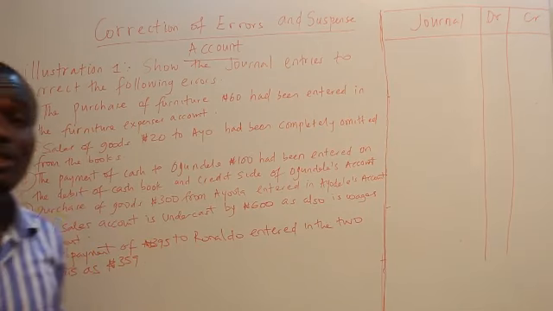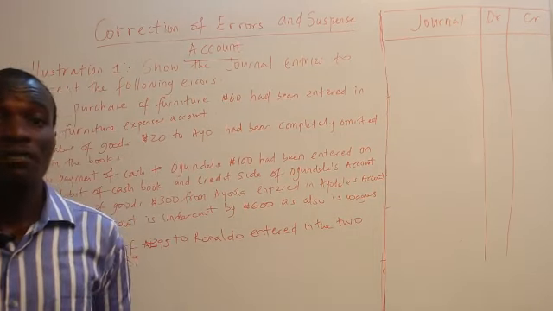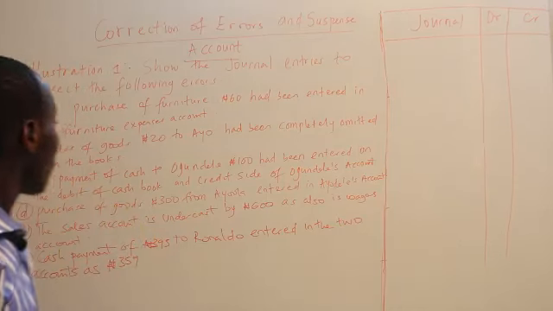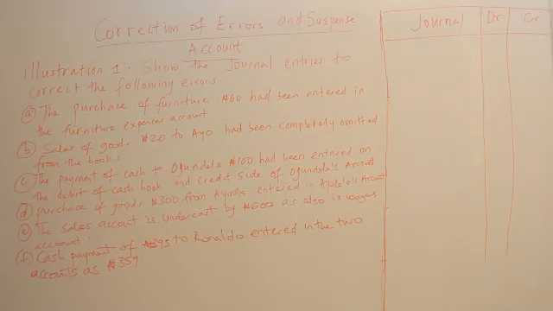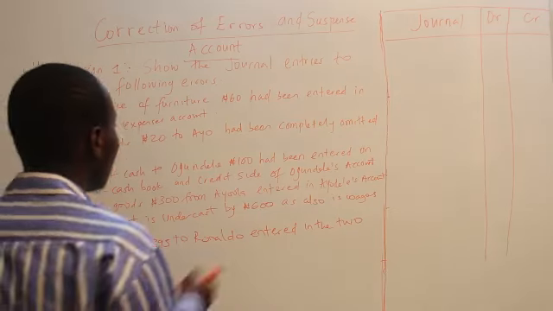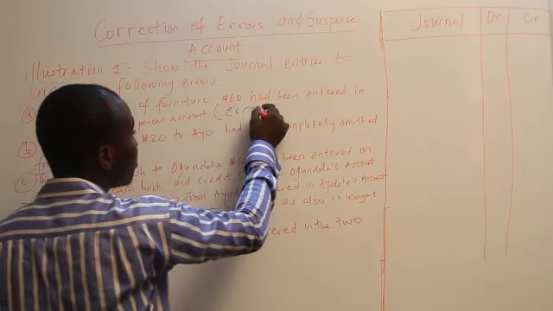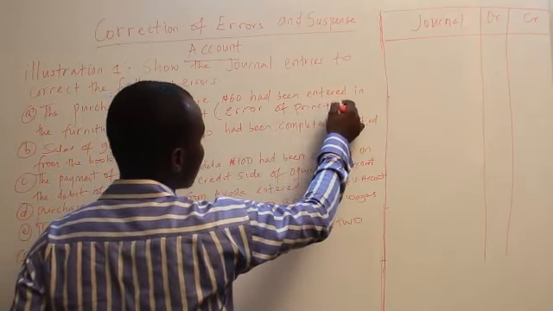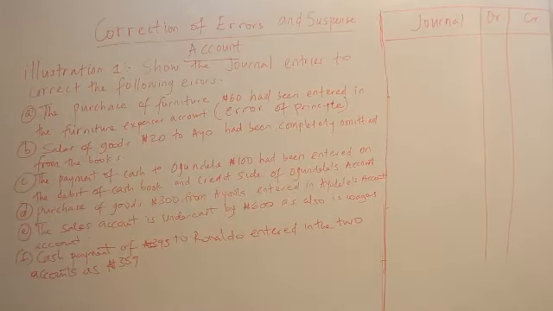The steps in correcting errors are very simple. First thing, identify the type of error it is. Okay, in this instance, the purchase of furniture 16 naira had been entered in the furniture expenses account. This is an error of principle, in the wrong class of account. Error of principle. So what are we going to do?